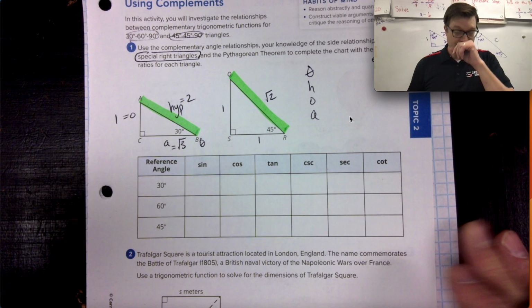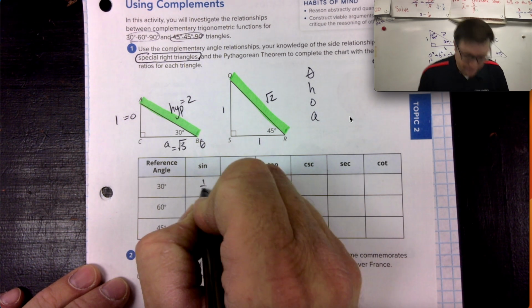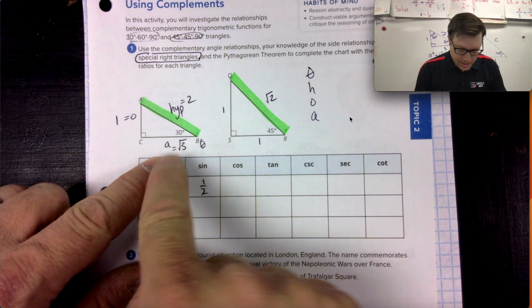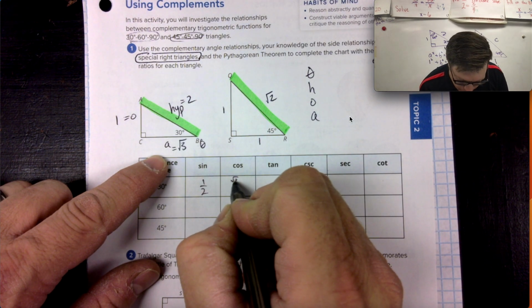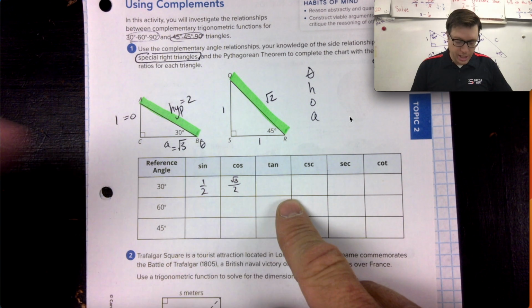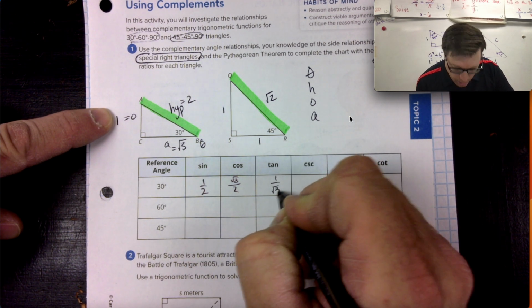30 degrees, which is here with the opposite and hypotenuse, is 1/2. The cosine of 30 degrees, so cosine is adjacent over hypotenuse, is root 3 divided by 2. The tangent is opposite over adjacent, so it would be 1 over square root 3.